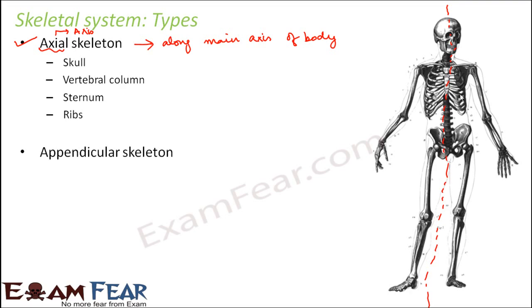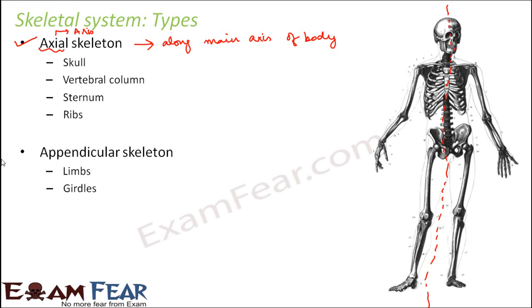Whereas what is appendicular skeleton? Appendicular skeleton is the one which is not located along the body's main axis. For example, the limbs. If you look at the hands or the legs, they are not located along the main axis, but they are also equally important. These bones are also important. So all the limbs and the girdles. What are girdles? Girdles are those parts which connect the limbs to the axial skeleton.